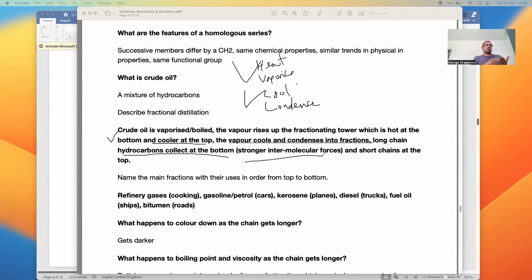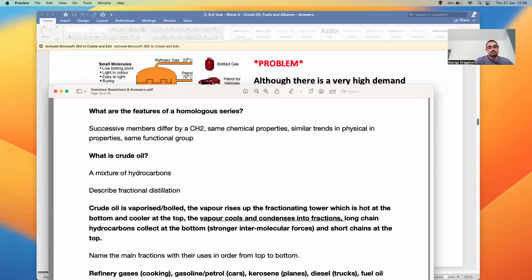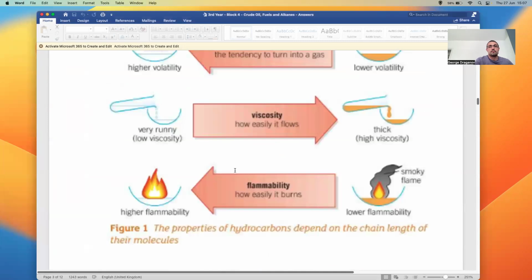So in summary, HVCC, cool at the top, hotter at the bottom. Long chains collect at the bottom due to having high boiling points, and short chains get siphoned off at the top as they have lower boiling points. Now we're going to talk about the trends and the reasons for this. So if we go back to the more in-depth notes here, these are the trends.